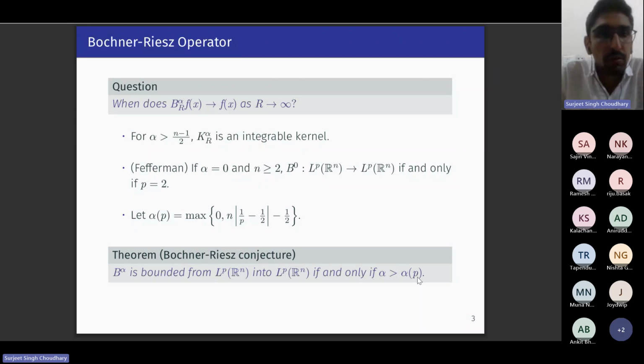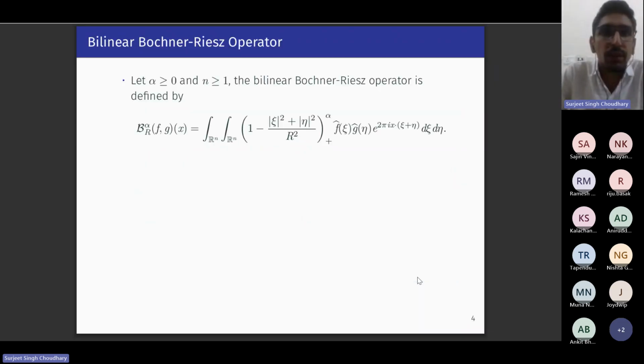Now let me go to the bilinear Bochner-Riesz operator. For alpha bigger than or equal to 0 and dimension n bigger than or equal to 1, the bilinear Bochner-Riesz operator is the operator given by the bilinear multiplier (1 minus (|ξ|² plus |η|²) all divided by R²) to the power alpha, taking only the positive values.